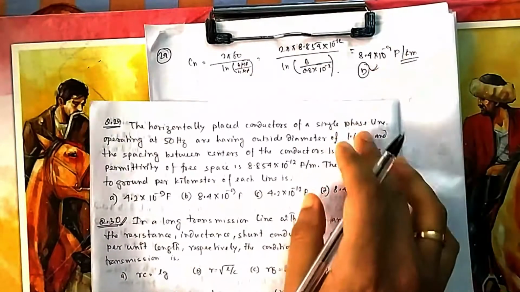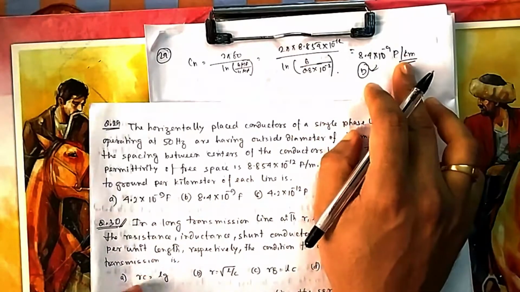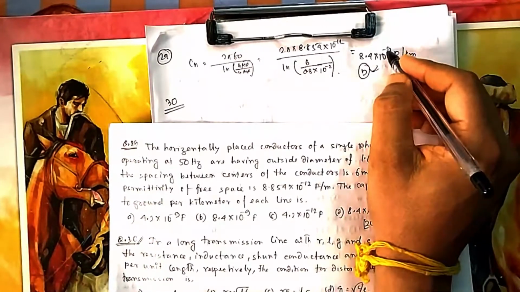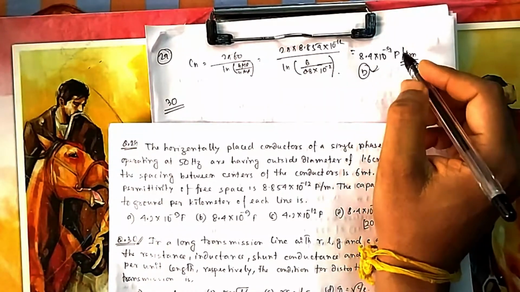Check the units, per kilometer they are asking. Generally it comes per meter, so you have to change it. It will give minus 12 per meter. For the calculator it will be minus 9.